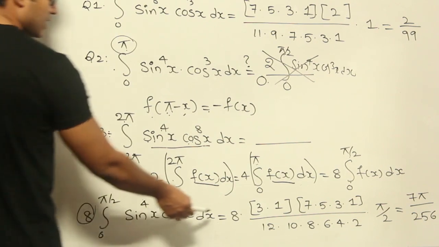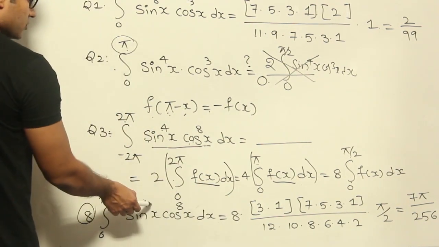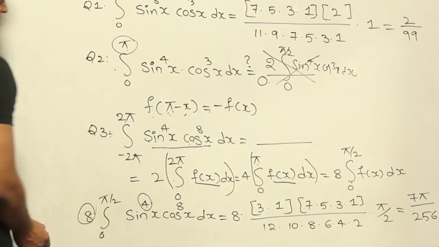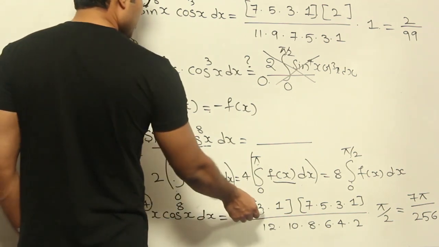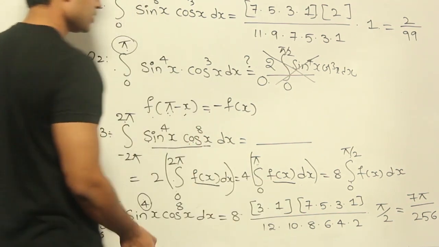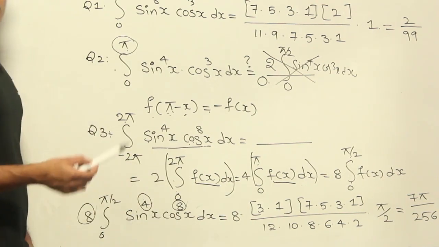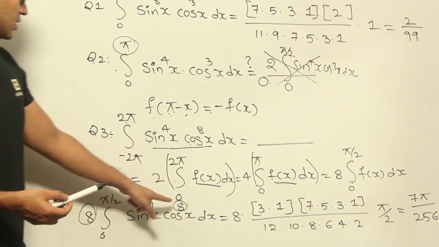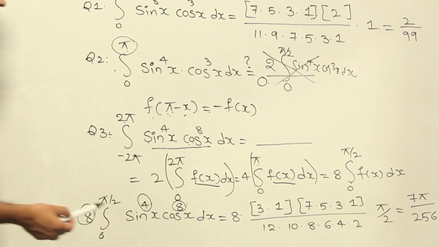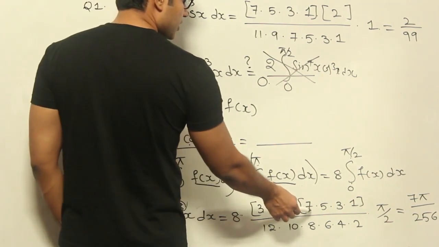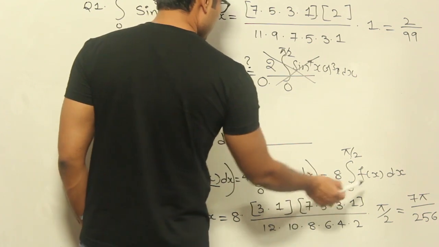8 is already there, 8 into, now you start from m minus 1, which means you start from 3 and you keep on decrementing 2. From 3, if you decrement 2, it is going to be 1. Now here also you start from n minus 1 and you keep on decrementing 2. If I start from n minus 1, it is going to be 7, and if I keep on decrementing 2, it is going to be 7, 5, 3, 1.